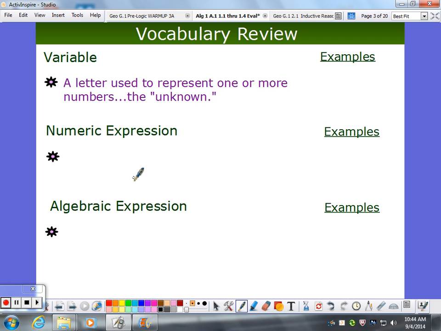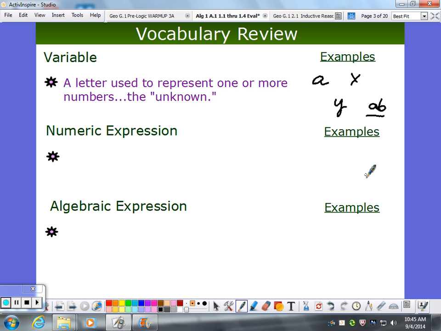So it's an unknown. Give me an example of a variable. 2a. Ooh, is that a variable, 2a? I'll take the a. I'm just looking for the part I don't know. I know 2, I don't know that. Yeah, x. Our classic variable. Right, so letters. Is this a variable?